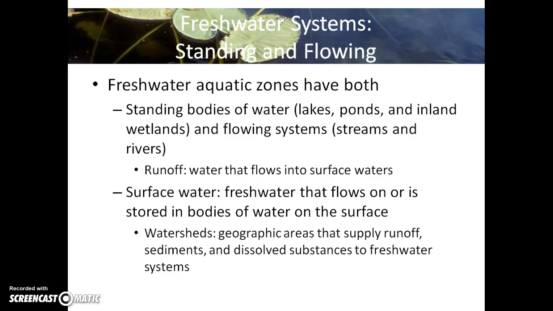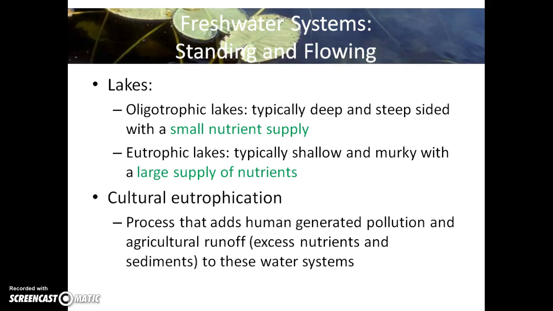Moving into freshwater zones, we have standing bodies of water and some flowing bodies of water. Any precipitation that does not sink into the ground or evaporate becomes surface water, and it's stored on Earth's surface. Standing freshwater systems, such as lakes, can be oligotrophic or eutrophic. Oligotrophic lakes tend to be deep, but they have few nutrients, whereas eutrophic lakes, which tend to be shallow and murky, have a lot of nutrients.